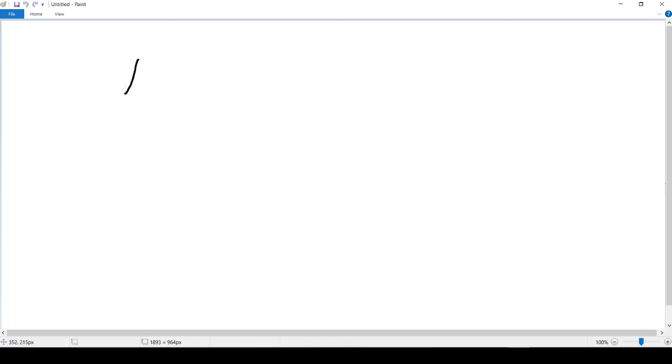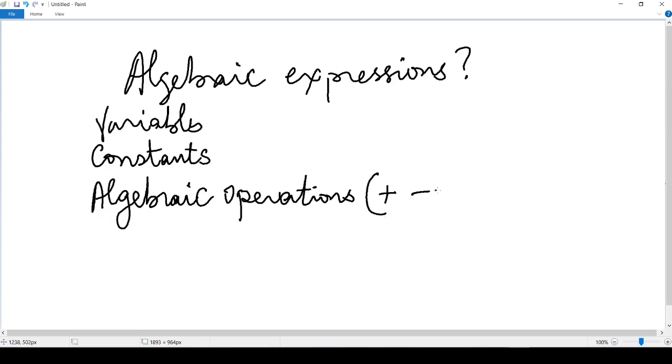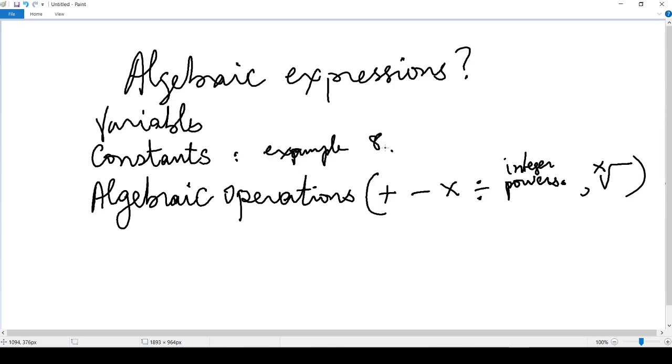What are algebraic expressions? They are mathematical expressions made of variables, constants, and algebraic operations, which are addition, subtraction, multiplication, division, and powers, integer powers, and the roots. Variables are values that we don't know, and constants are fixed known values. For example, 8 is a constant because I know it is defined and it is fixed. 5 is a constant too.